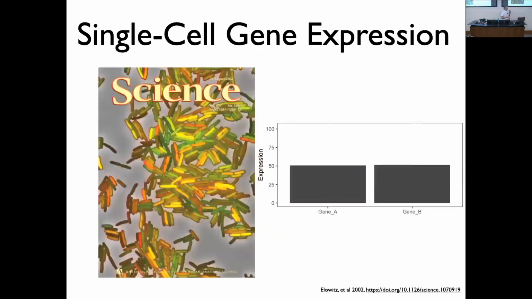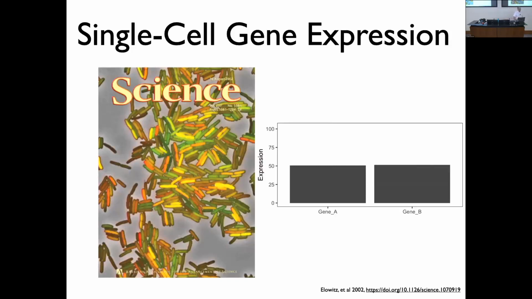This is a paper that, for me, I think pointed out this issue, and this is back over 20 years ago, where here we're looking at gene A and gene B in, I can't remember what kind of bacteria it is. Not important, but these are bacterial cells, and of course it made the cover of Science, so you know it's important.